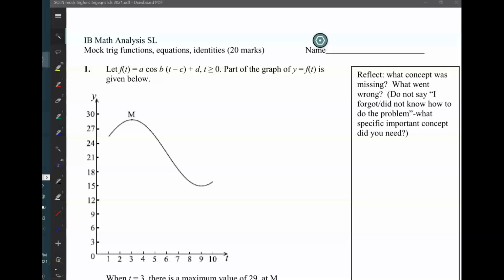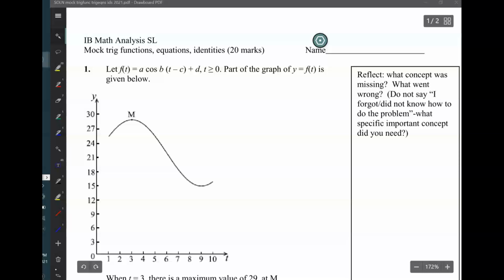Solution for the mock exam for trig functions, equation identities. Number 1, let f of t equals a cosine b of t minus c plus d, where t is greater than or equal to 0. Part of the graph of y equals f of t is shown below.